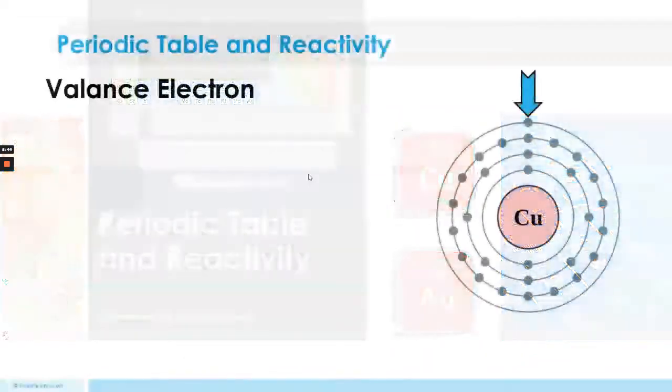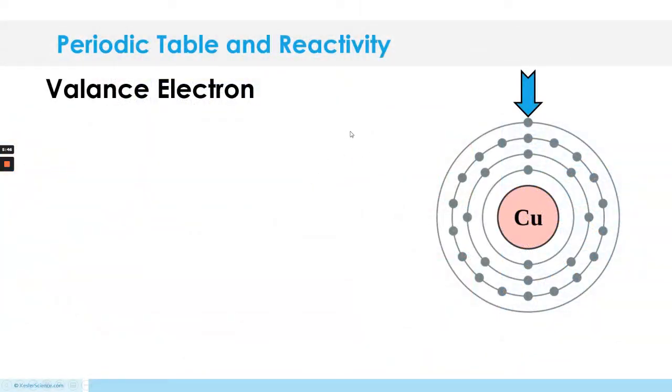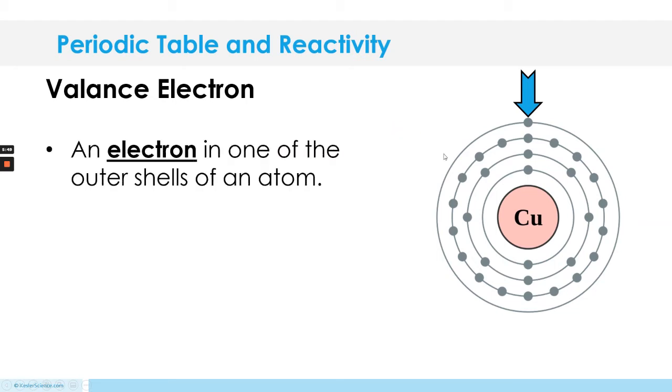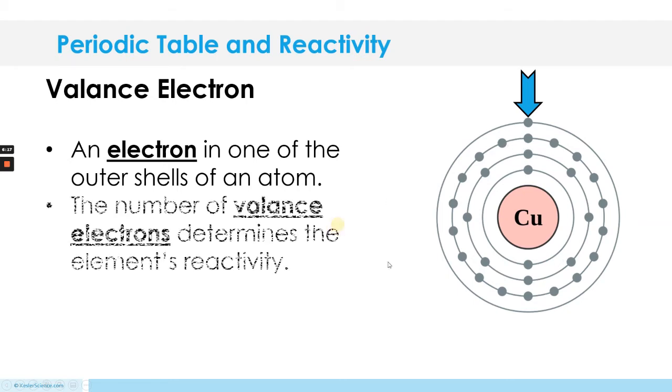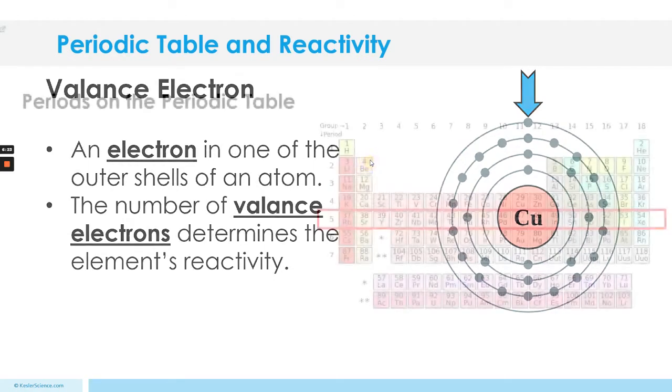Okay, so now we're on to the next unit, periodic table and reactivity. Main things that you need to know are the valence electrons. Valence electrons determine reactivity. So protons determine the identity, whether it's a hydrogen or helium or lithium or beryllium. Valence electrons, the electrons on the very outside, is what determines how reactive it is. So a valence electron is one on the outer shells of the atom. So here, copper, Cu, has 1 valence electron. The number of valence electrons determines the element's reactivity.